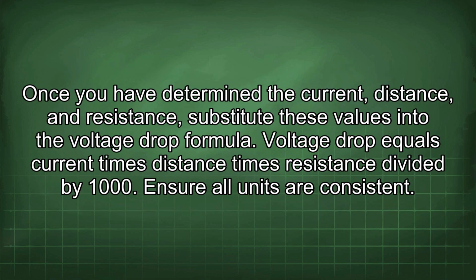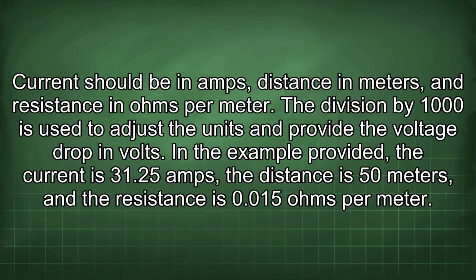Once you have determined the current, distance, and resistance, substitute these values into the voltage drop formula. Voltage drop equals current times distance times resistance divided by 1000. Ensure all units are consistent. Current should be in amps, distance in meters, and resistance in ohms per meter. The division by 1000 is used to adjust the units and provide the voltage drop in volts.